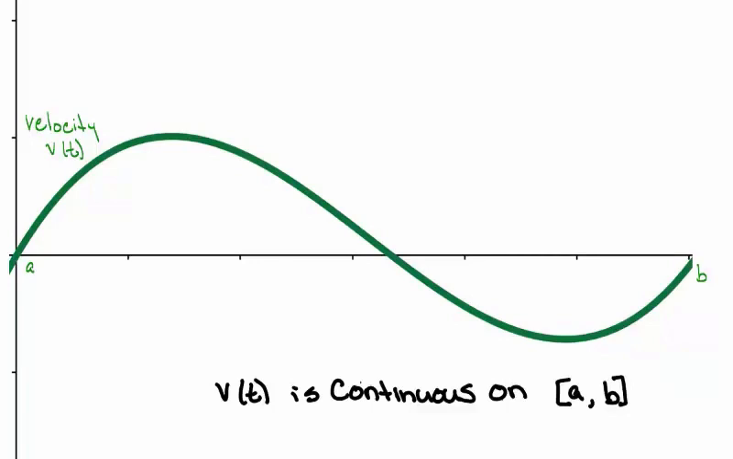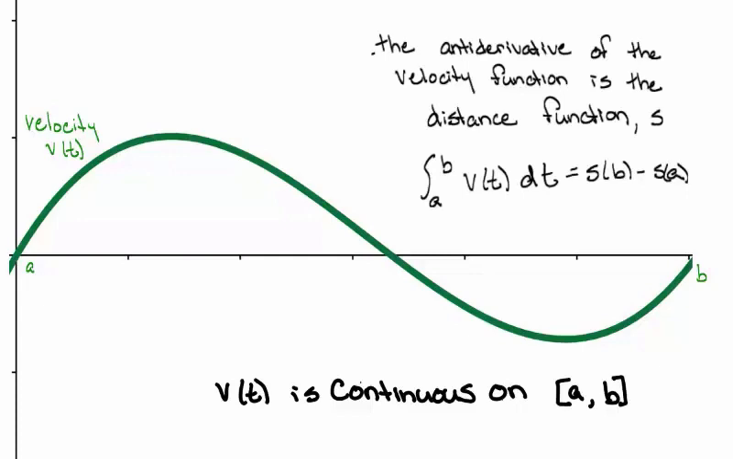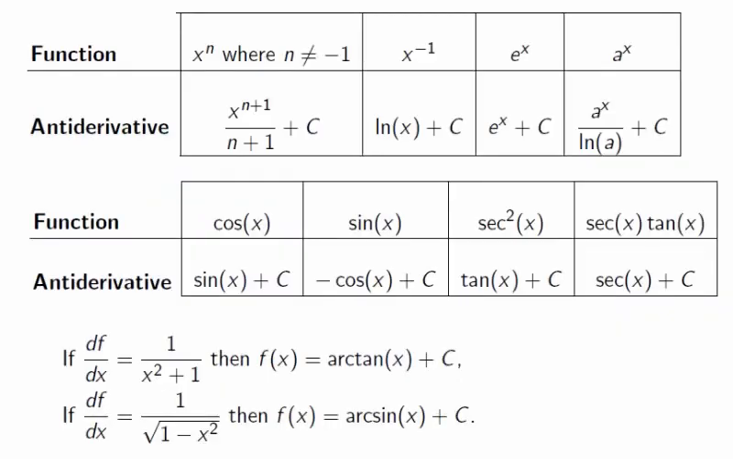In most concrete examples, the velocity of an object is modeled as a continuous function. Therefore, the antiderivative of the velocity function is the distance function. The integral of the velocity from a to b is equal to the change of the distance on the interval a to b. Now that we have the fundamental theorem, antiderivatives become fundamental to integration. I recommend rewatching the video for section 5.3 on antiderivatives and studying the major antiderivative forms.